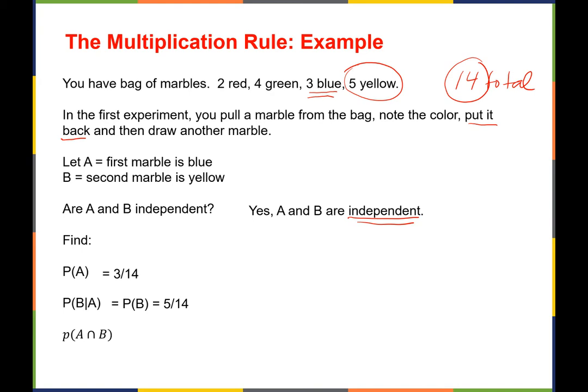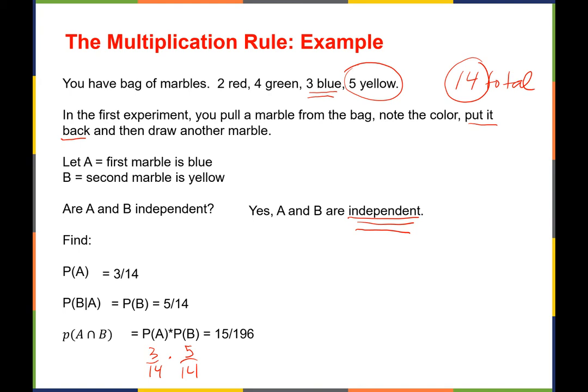Remember, if they're independent, and I'm underlining this one more time, then the probability of A and B is just the probability of A times the probability of B. So that's 3 out of 14, which we figured already, and 5 out of 14, which is the probability of B. We multiply the numerators: 3 times 5 is 15, and 14 times 14 is 196. So 15 over 196 is my probability of A and B.